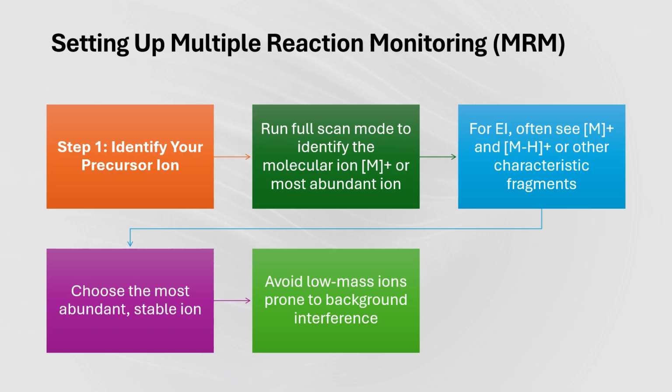So let's talk about setting up your multiple reaction monitoring, that is MRM. This is the gold standard for GCMS quantitation. Let me walk you through the complete optimization process. The first step is identifying your precursor ion. What you have to do is prepare 1 ppm of your standard and run full scan mode to identify your molecular ion or whatever is your most abundant ion.